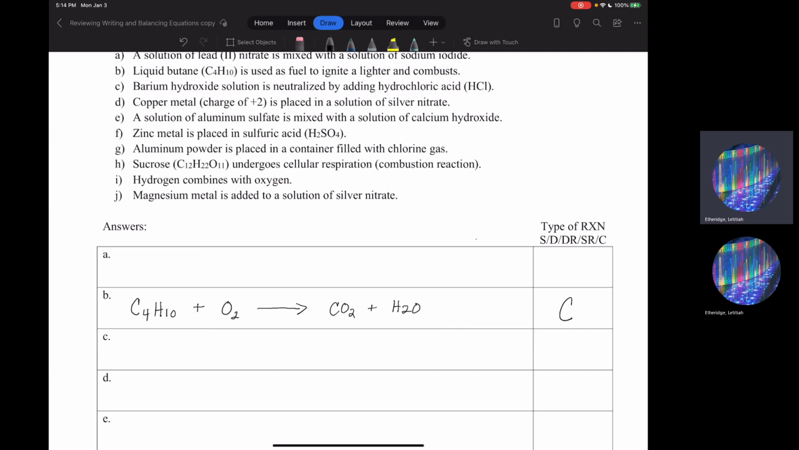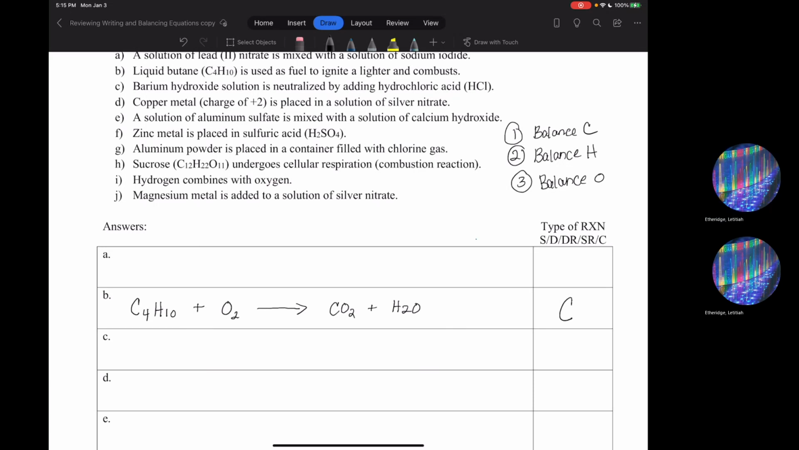Now we need to talk about the rules for combustion. I'm going to write them right up here. The first rule is you're going to balance carbon first. The second rule is you are going to balance hydrogen next. And then for the third rule, you are going to balance, finally, oxygen. Okay, so let's go about doing it. First thing, we're going to balance carbon. I have 4 carbon on this side, I only have 1 on this side, so I need to put a 4 here. All right, done with that.